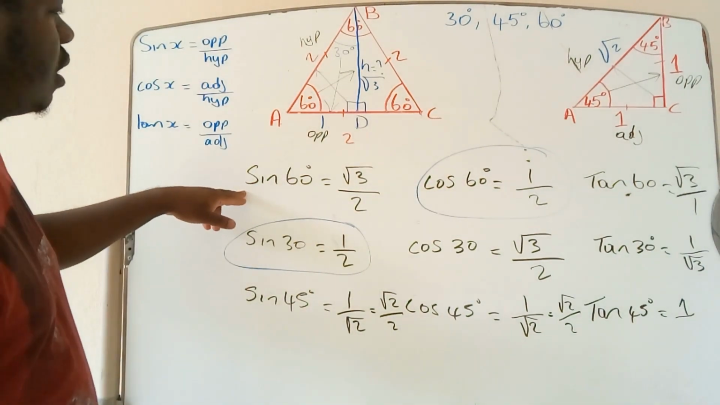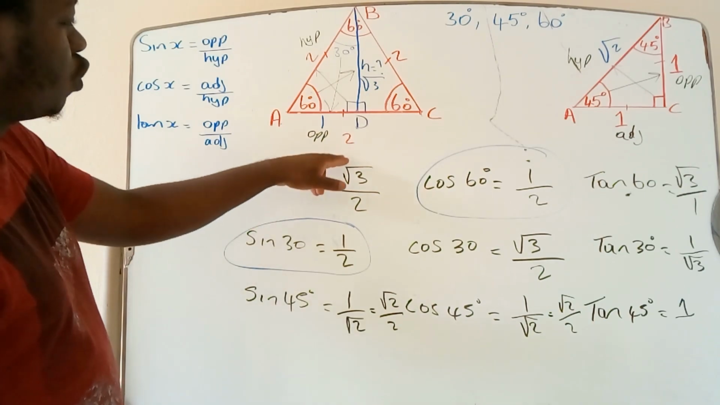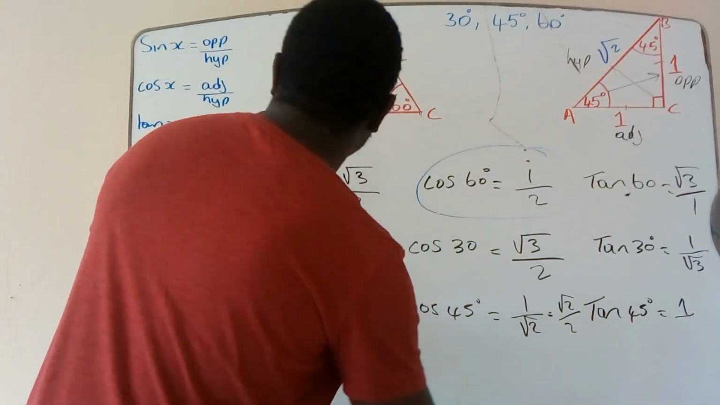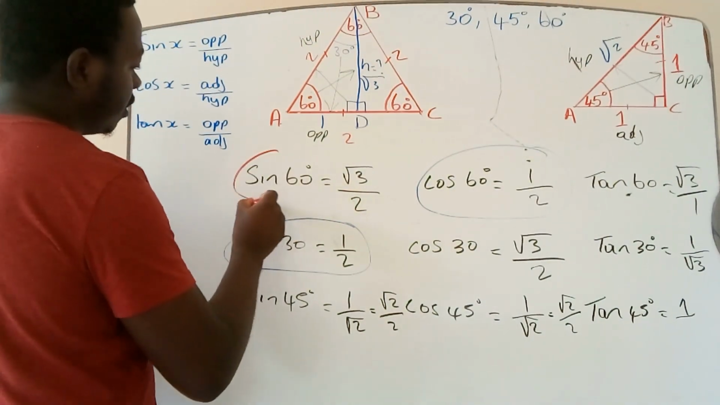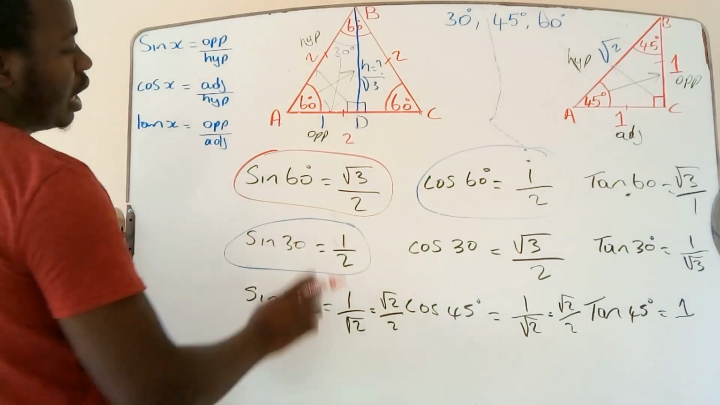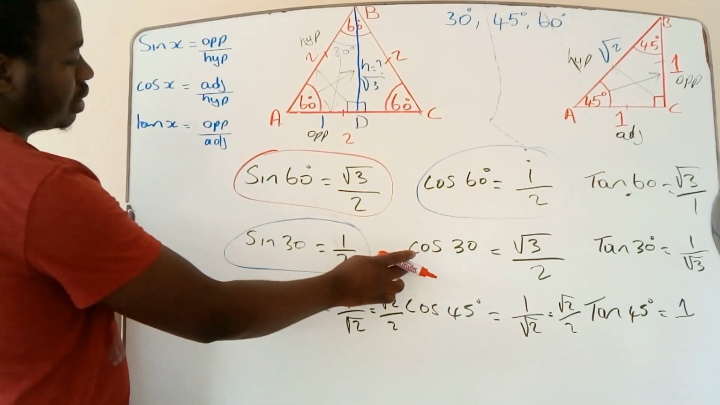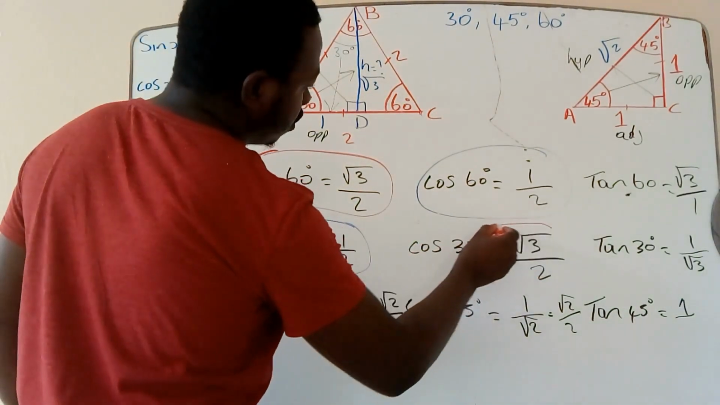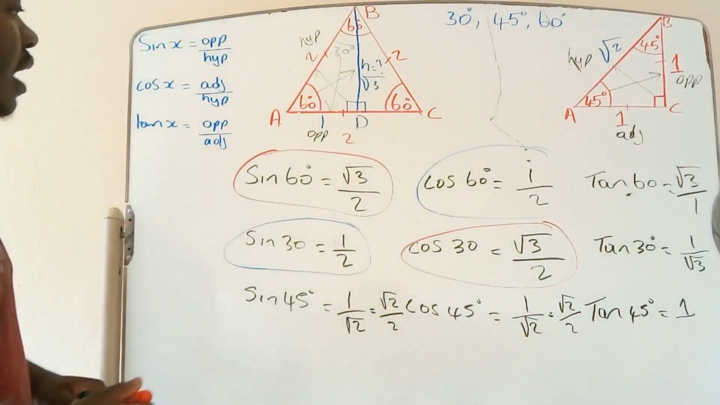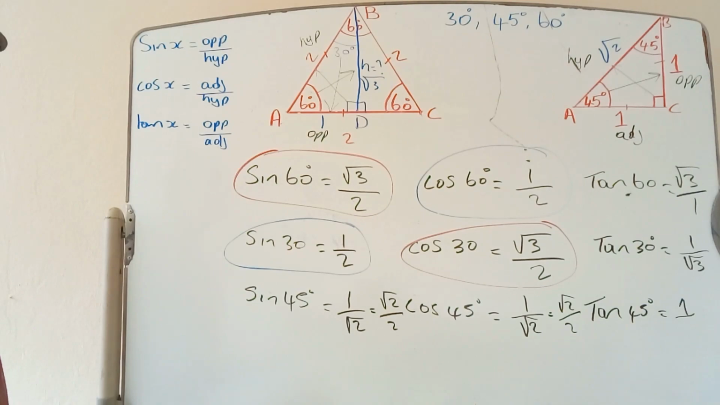Now, look at sine 60 here. Sine 60 is root 3 over 2, right? So sine 60 here is equal to root 3 over 2. And also cos 30 is equal to root 3 over 2. They are complementary angles, right?